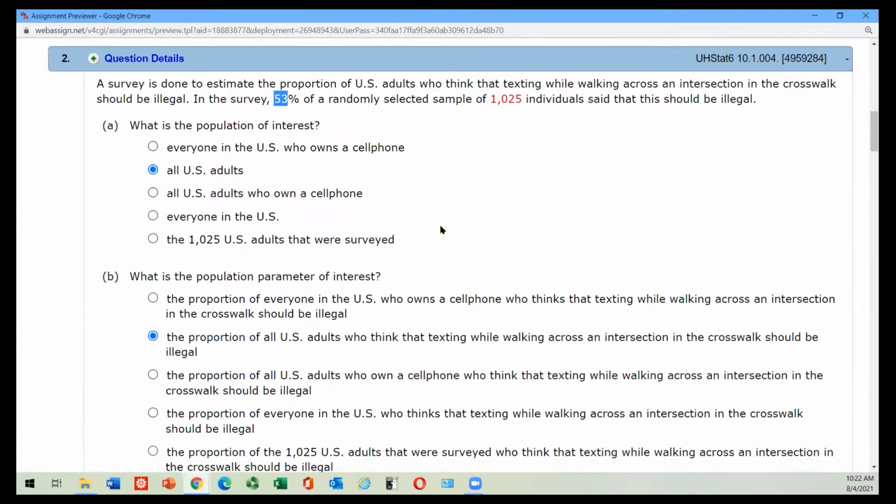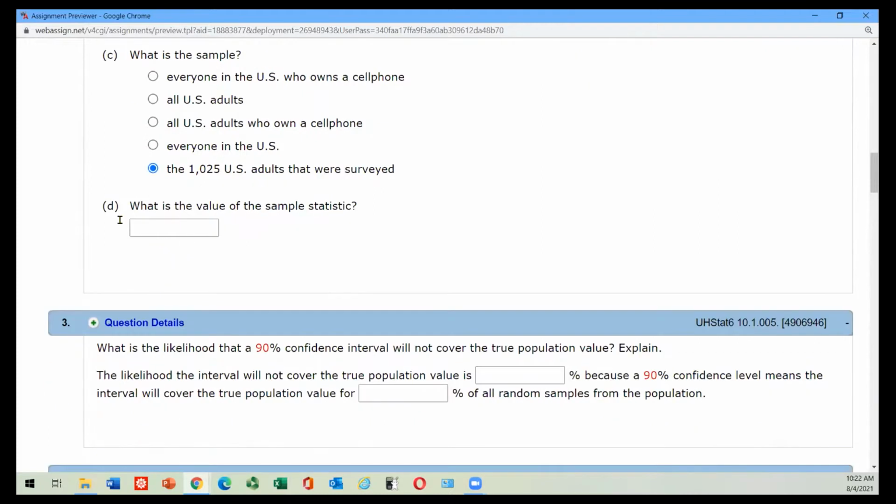53%. Now, here is something that just annoys the heck out of me, and I bet it annoys the heck out of you. You could type in 53%, which is correct. Isn't that the answer that they got from their sample? And it tells you you're wrong.